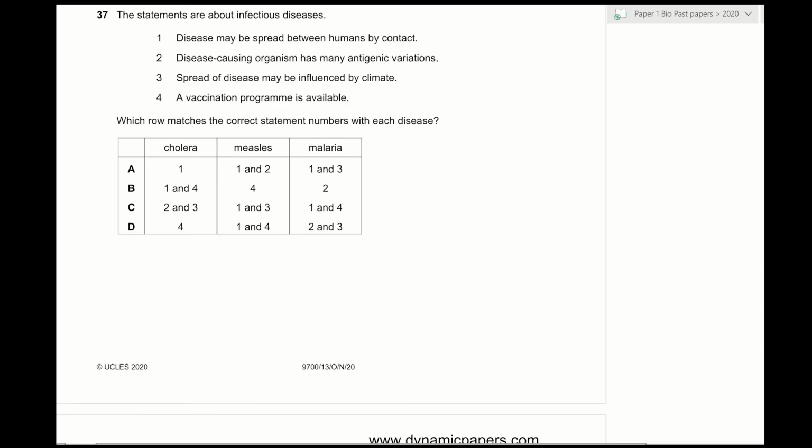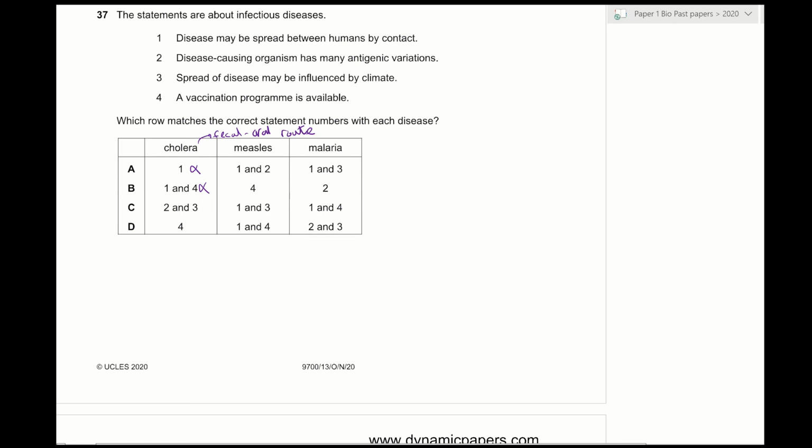37. Statements are about infectious diseases. Which row matches the correct statement numbers with each disease? Let's start with A. Cholera. 1. Disease may be spread between humans by contact. This is incorrect because cholera is transmitted by the fecal-oral route, not by direct human contact. Therefore, 1 is going to be incorrect.